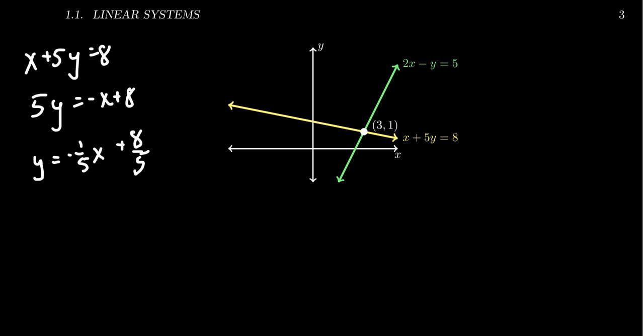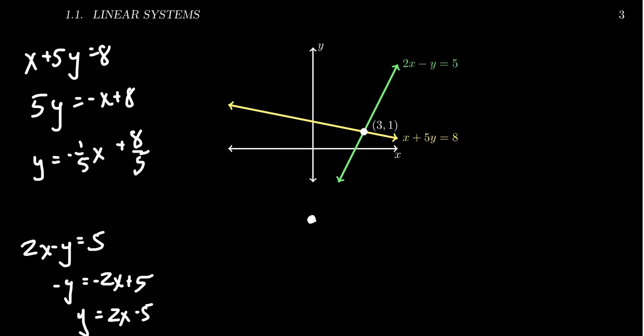The other line, the other equation, remember, was 2x minus y equals 5. If you put that in slope-intercept form, you'll see negative y equals negative 2x plus 5, and multiplying both sides by negative 1, y equals 2x minus 5. This one has a y-intercept of negative 5, which would be down here, and a slope of 2. So you go up 2 over 1, connect the dots, you would get this green line that you see here on the screen. And these two lines intersect at a unique point, which is this point right here at 3, 1.